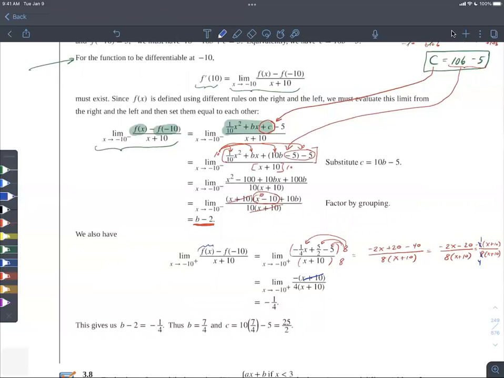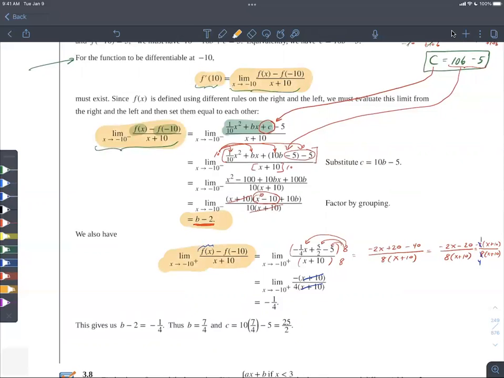We can see that we can cancel these x plus 10s. And so that leaves us with a negative 1/4. The limit is negative 1/4. Now, don't forget that the limit from the right-hand side and the limit from the left-hand side need to be equal to each other in order for this double-sided limit to exist, which has to exist because we were told that the function needs to be differentiable.